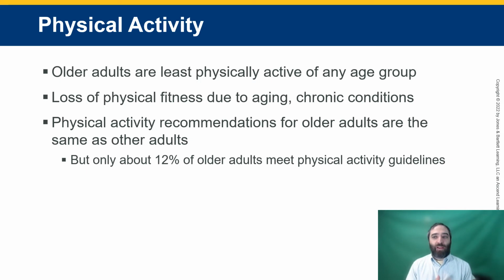And so elderly people need at least 150 minutes a week of moderately intense exercise, such as a brisk walk, at least 2 days a week of activities that strengthen muscles, and activities that improve balance, like standing on one foot, are really important. However, only about 12% of older adults meet the physical activity guidelines. You know, not very many adults meet the physical guidelines, but even less elderly adults meet them.